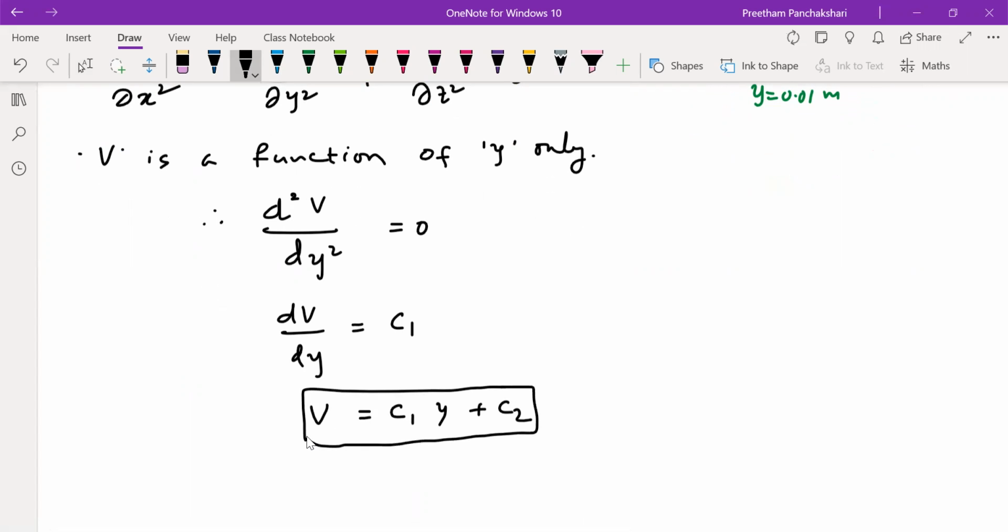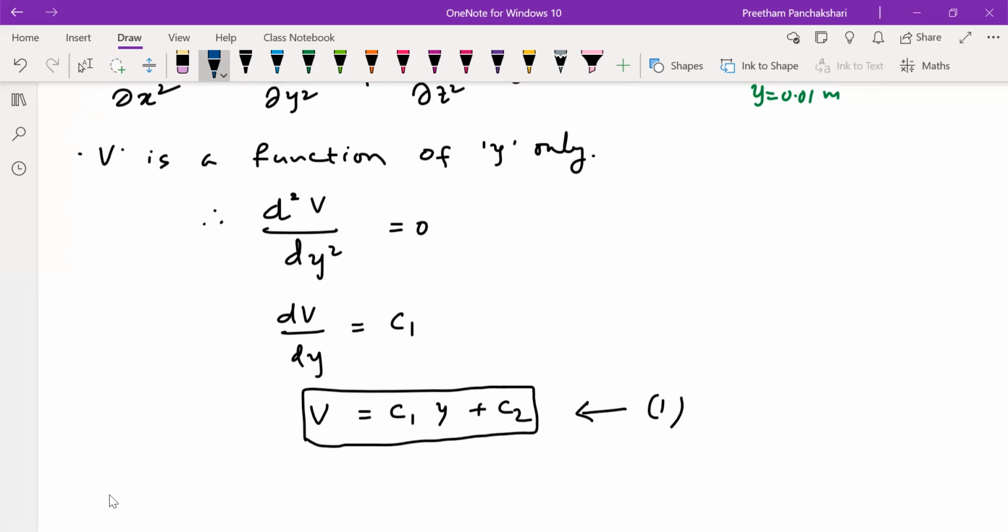In one of the videos, I had discussed the potential distribution of a parallel plate capacitor. There also we got a similar equation, and there we discussed that potential varies linearly between the two conducting planes. Here also, the same type of equation is obtained. V is equal to C1y plus C2. C1 and C2 are arbitrary constants. So let us find C1 and C2.